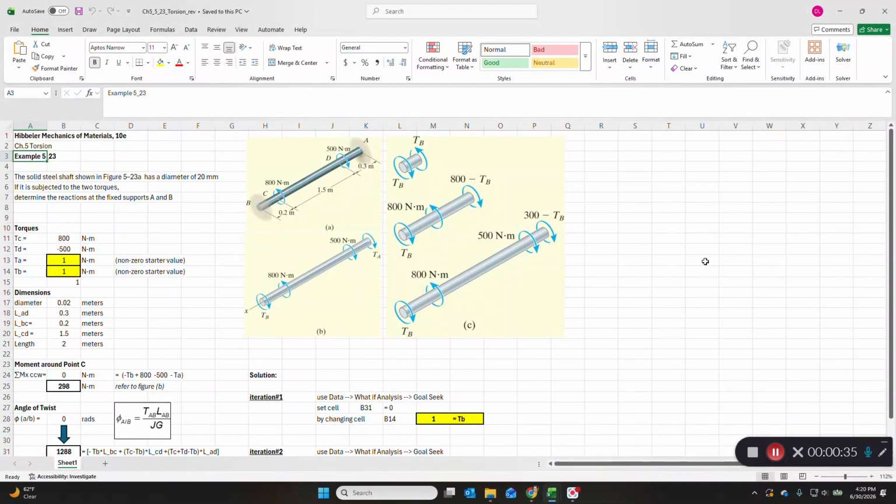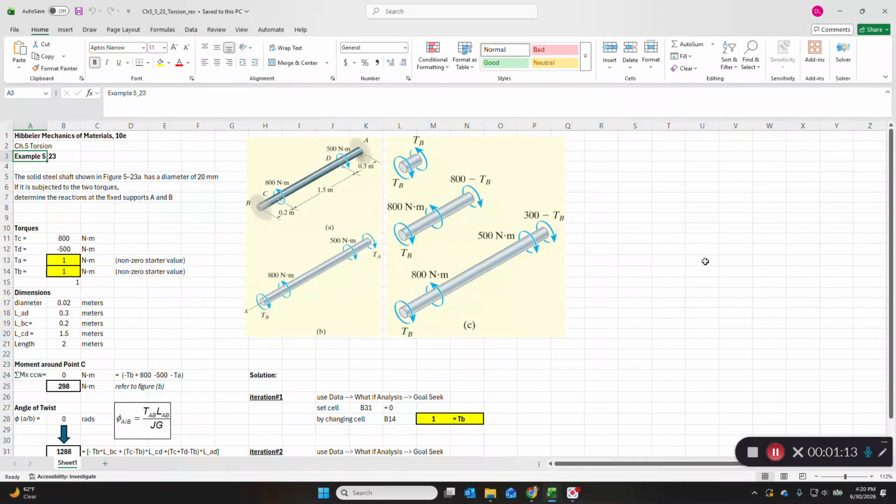And the first example is here. So you have a solid steel shaft. It has a diameter of 20 millimeters, and it's subjected to two torques as shown. So you can see there's an 800 Newton meter torque at point C. This is in the upper left diagram. And there is a 500 Newton meter torque near point A, again in the same upper left diagram. And the problem is asking us to determine the reactions at the fixed supports A and B.